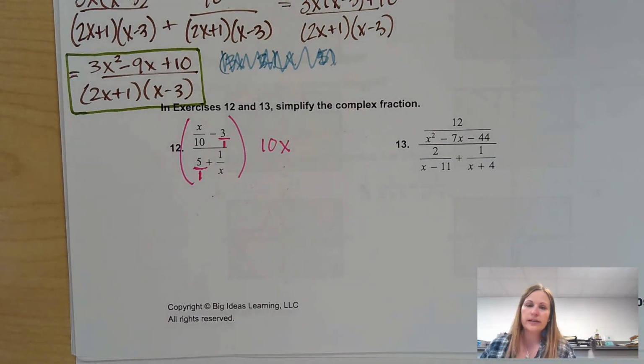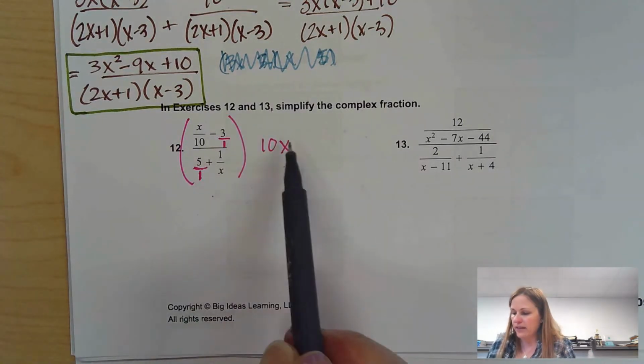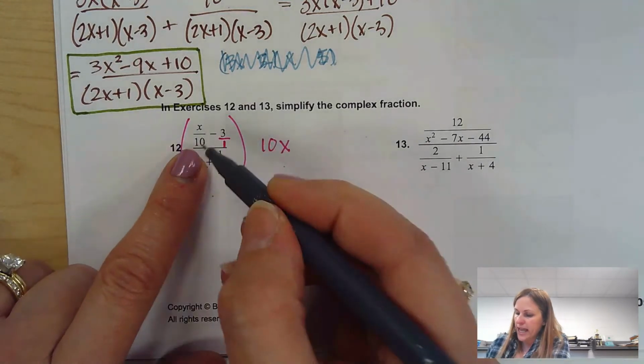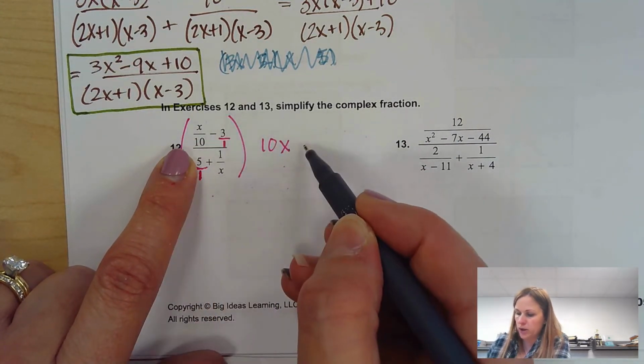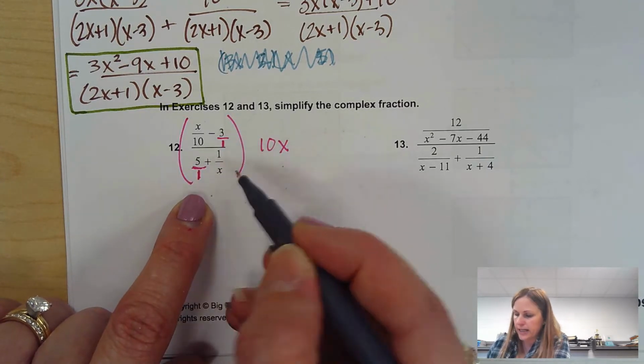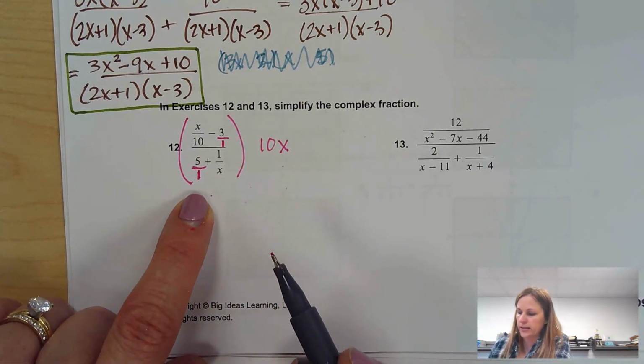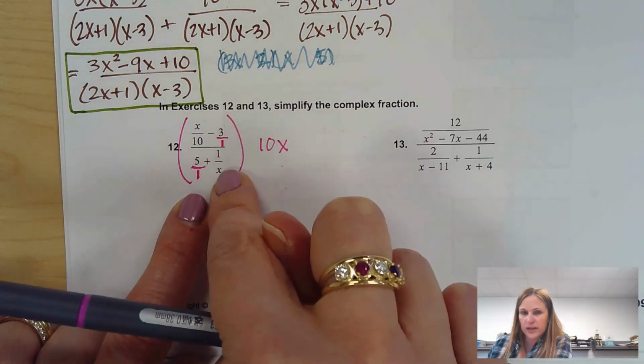Now, I do this a little bit differently. There's a couple ways to do this. What I do is I erase all of my fractions. So I scale up all my fractions by this common denominator. So I take 10 over x and multiply it by 10x. I take negative 3 and multiply it by 10x. I take 5 and multiply by 10x, and I take 1 over x and multiply by 10x. So I scale up this whole thing.